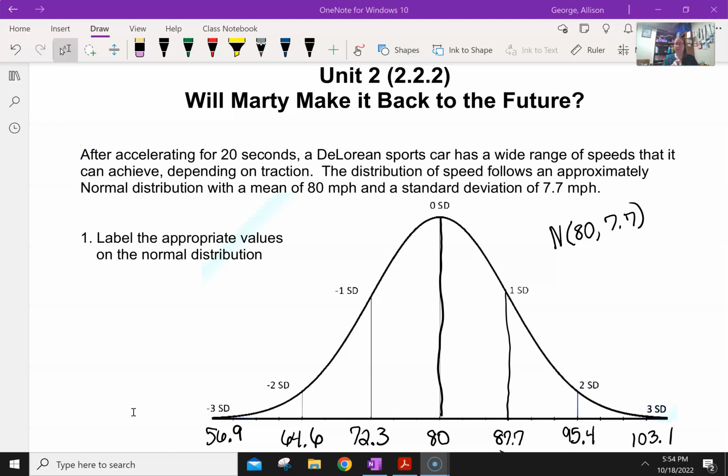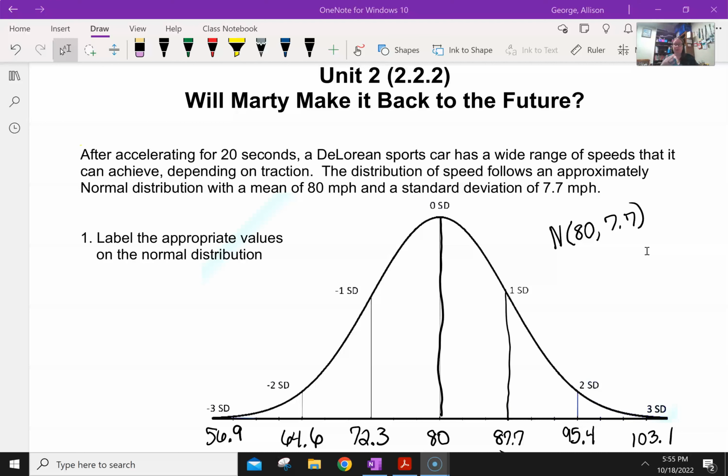So the mean is labeled. We have 1, 2, and 3 standard deviations on either side, as well as our label over here. We have our capital N, and then we have 80, 7.7. So our mean is 80, and our standard deviation is 7.7. If you drew that, you'd be good to go.